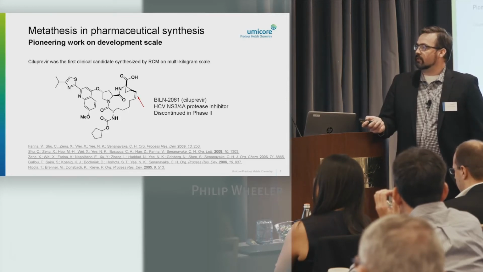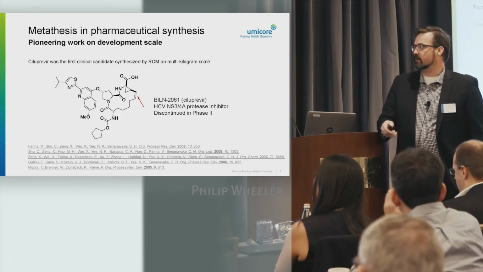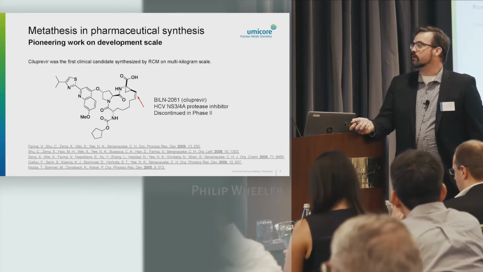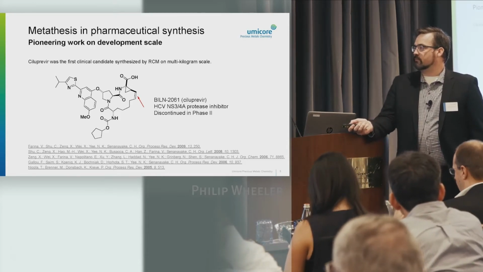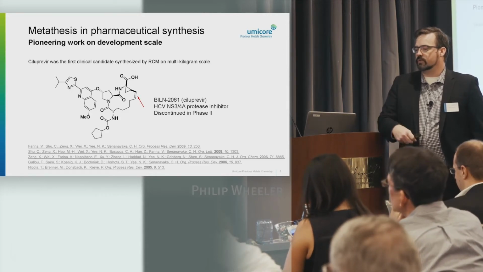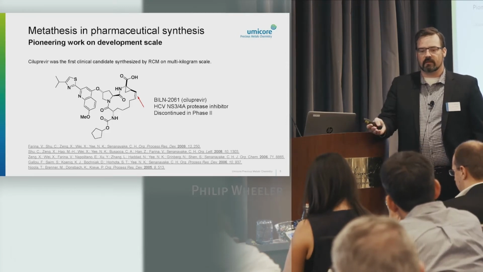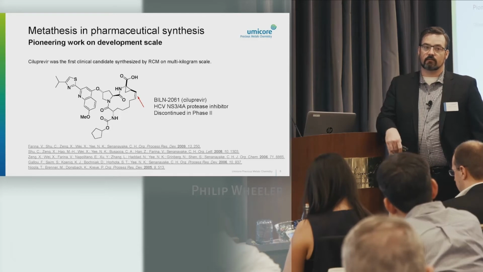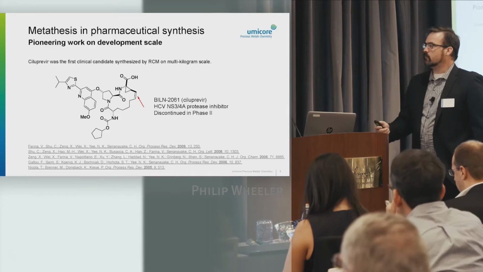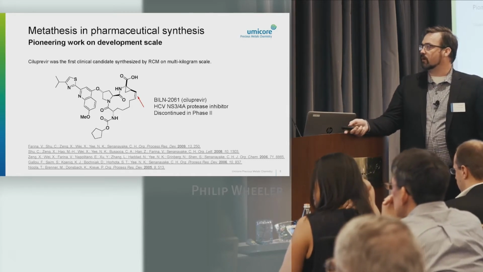The first clinical candidate that was synthesized by RCM was a macrocyclic hepatitis C protease inhibitor that was developed at Boehringer Ingelheim in the early 2000s. To the credit of the community, they published a very long list of papers. I don't even know if I got them all in this slide, which the rest of the community has been able to benefit from ever since, being able to take away the lessons that BI learned, being the pioneers and trailblazers here. Ultimately, this molecule was discontinued in phase 2, so it was not brought to market.